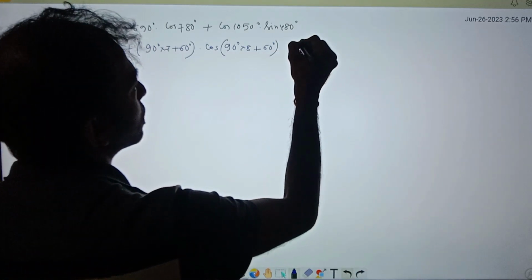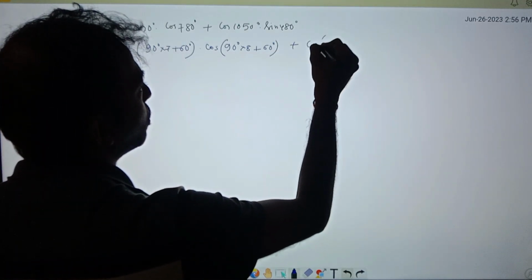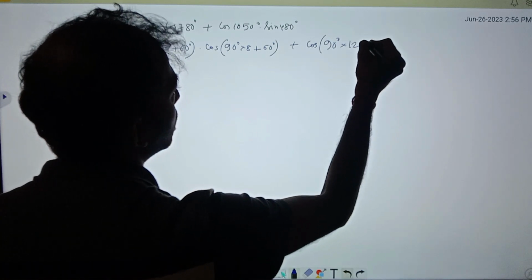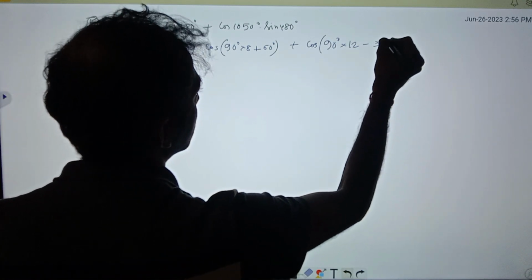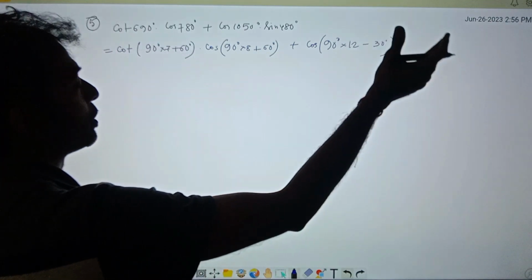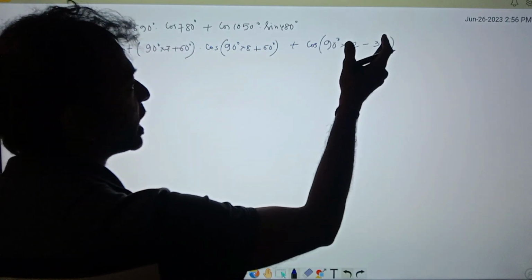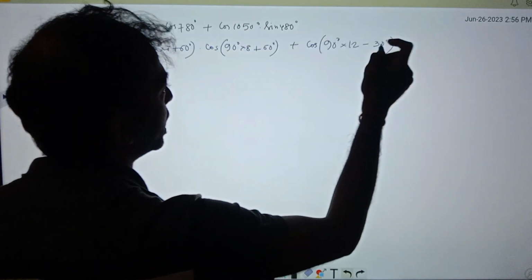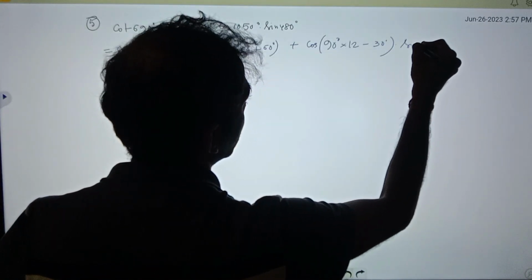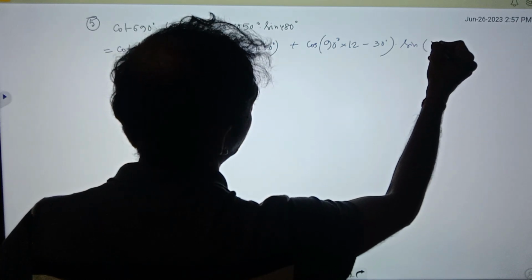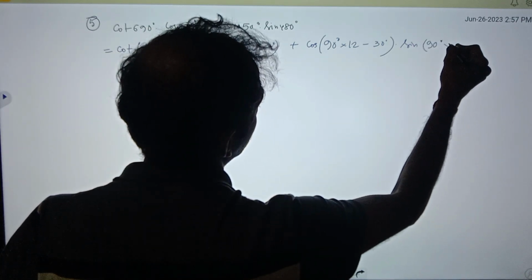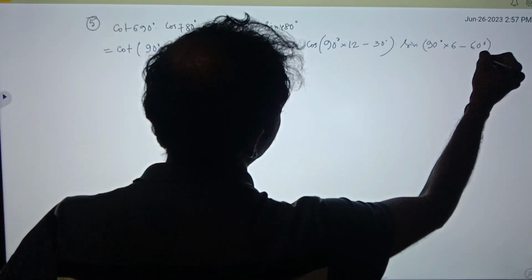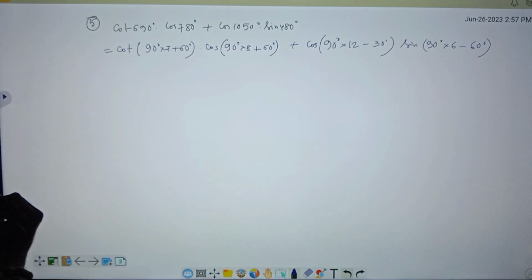After that cos 1050 degree. You are going to adjust it with 90 into 12 minus 30 degree, right? 90 into 12 means 1080 degree, and from that angle we are going to subtract 30 degree, and that will be 1050 degree, and into sine 480 degree. Sine 480 degree will be 90 into 6 minus 60 degree.